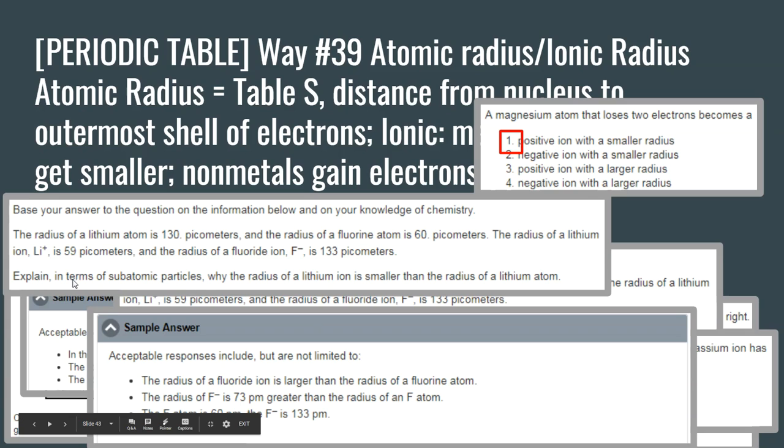Same problem. This time it's asking you to explain in terms of subatomic particles why the radius of a lithium ion is smaller than the radius of a lithium atom. So you must mention the subatomic particles in order to get full credit for this answer.